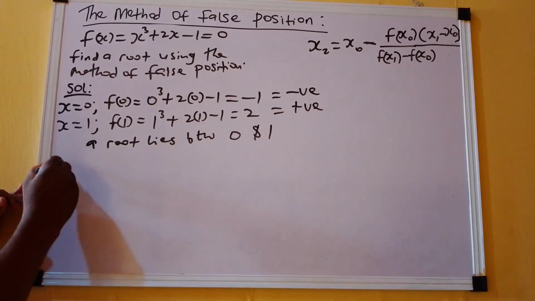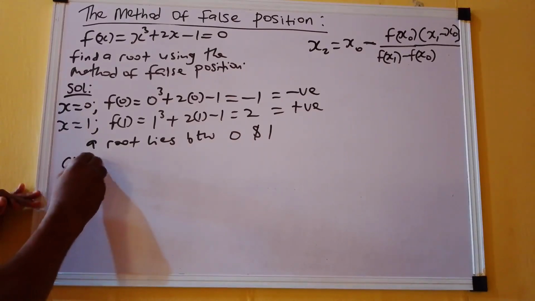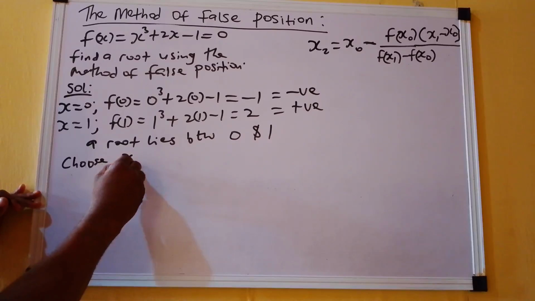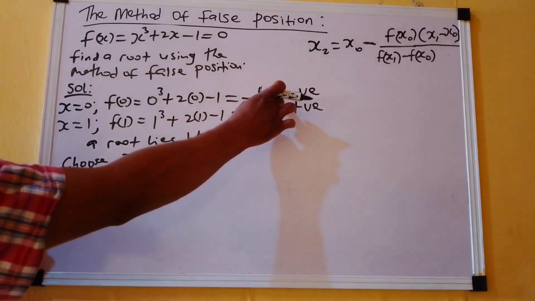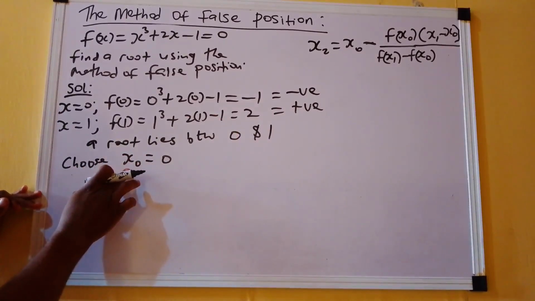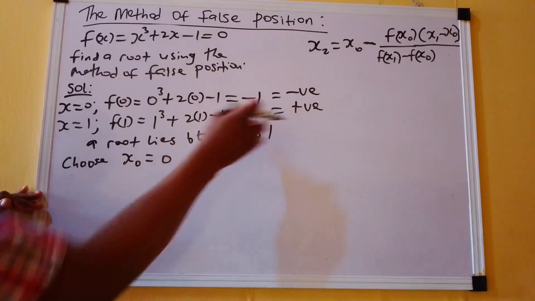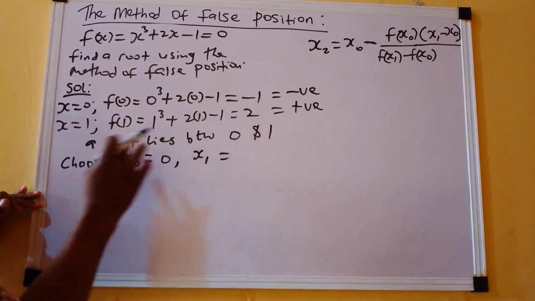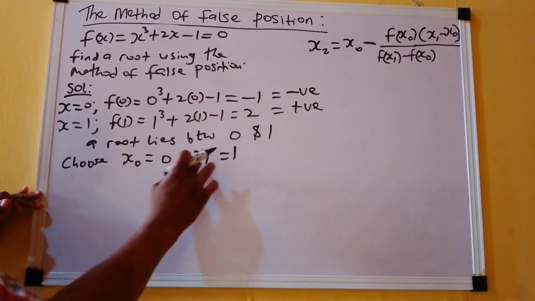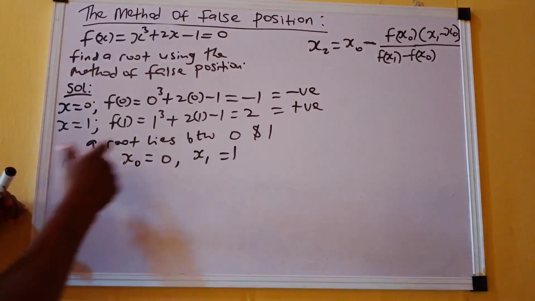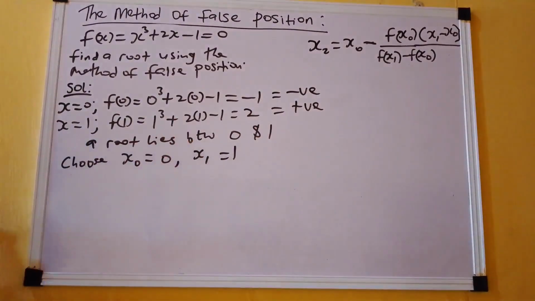So now we are going to choose x naught to be equal to 0, the one with the negative. So anytime we are doing any replacement, any value that has to do with x naught will come from the negative. Then our x1 will now be equal to 1. So anything that has to do with x1 is positive, anything that has to do with x naught is negative. We should have this at the back of our mind, just like the bisection method.